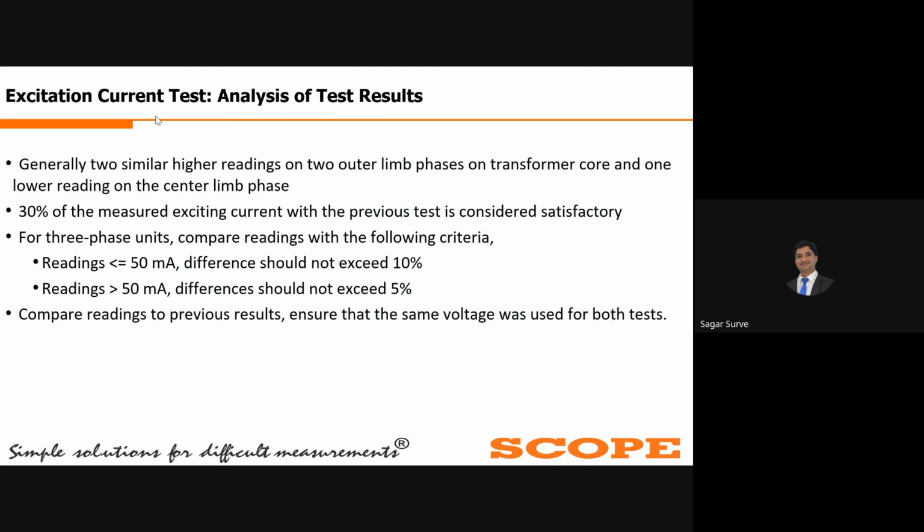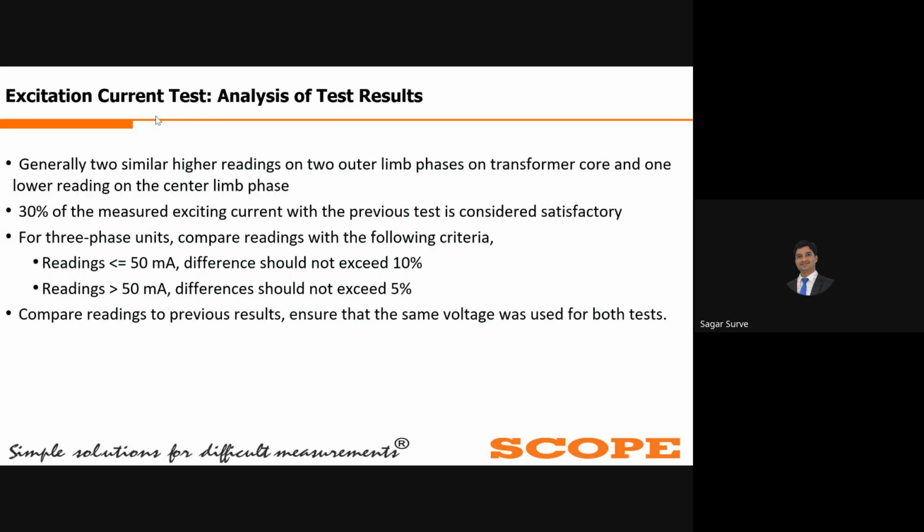That means the external phases, that is R and B, have higher excitation current as compared to the Y phase, the central phase. We have to compare the results with the previous ones. In that case, if we observe a 30% drift or 30% difference in the excitation current from the previous result, then it's considered satisfactory.